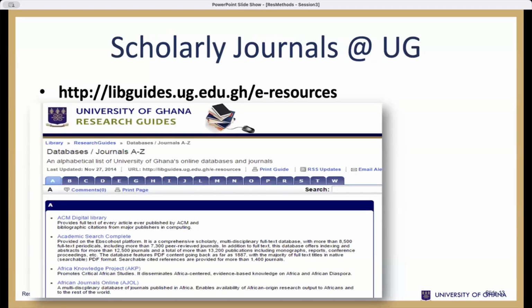So for University of Ghana, you go to bamlibrary.ug.edu.gh. This is an old address, but I think right now you use bamlibrary.ug.edu.gh, and then you find the e-resources. I've seen your hand, Enoch, I'm coming.